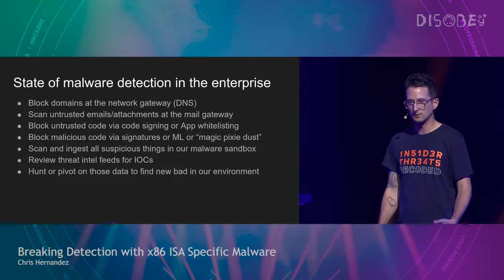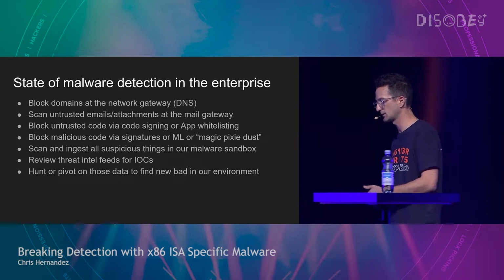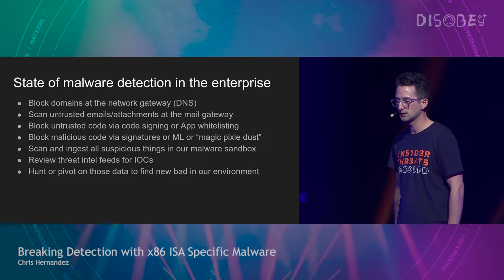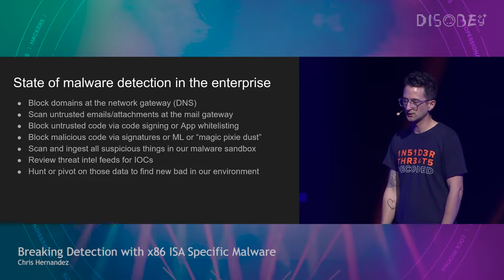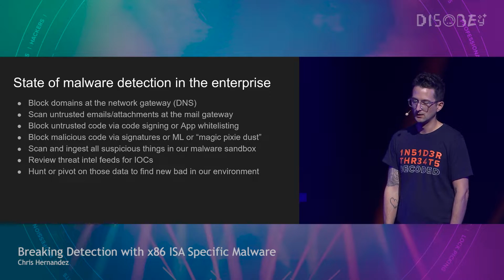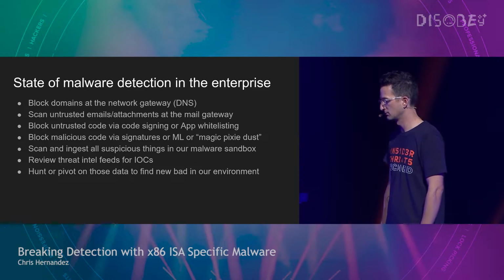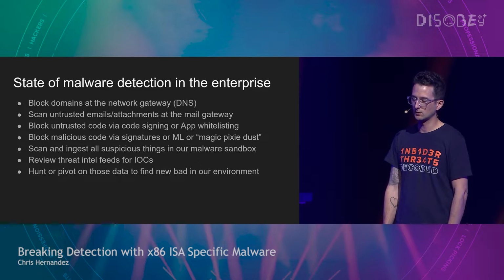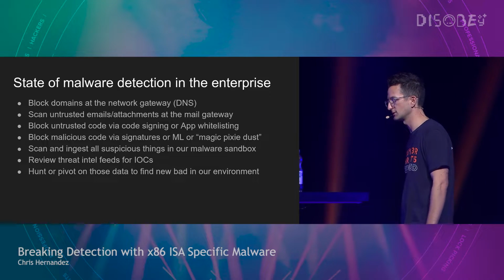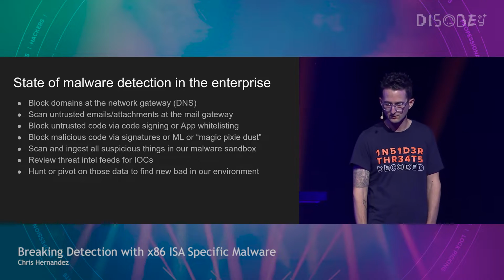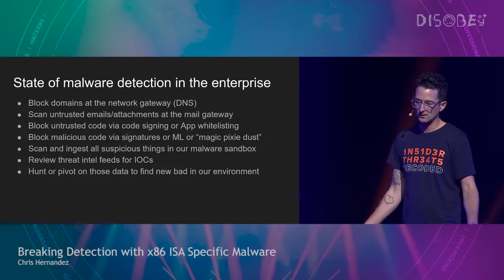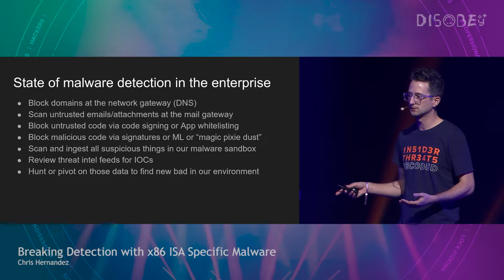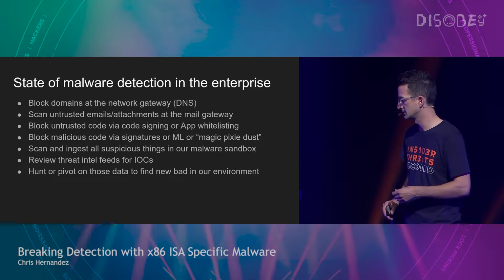So this is what the state of malware detection looks like in most enterprises, or most enterprises that care about security. We'll do things like block suspicious or malicious domains, check DNS. We'll block suspicious or unusual emails and attachments with some sort of mail security appliance. We block untrusted code with either app whitelisting or blacklisting or certificate validation. We might block malicious code with machine learning or signatures or magic pixie dust, whatever the newest trend is in the detection space. Hopefully we're scanning and ingesting all of the unusual traffic that we see in our environment, whether that's files crossing the wire, or unusual files on an endpoint.